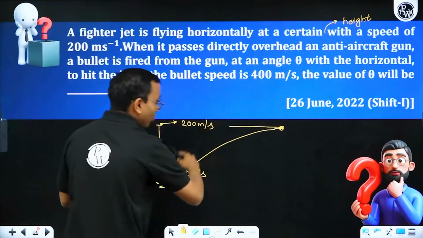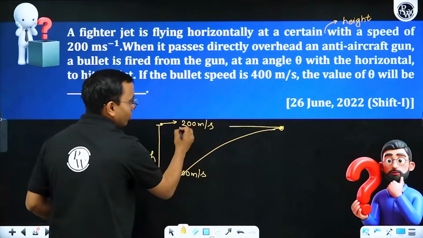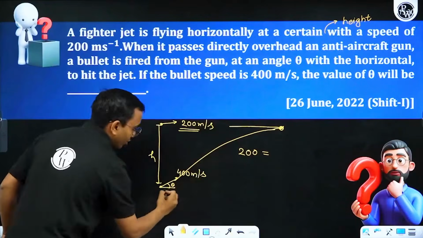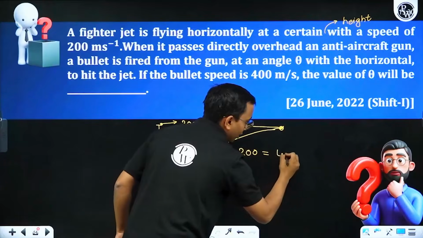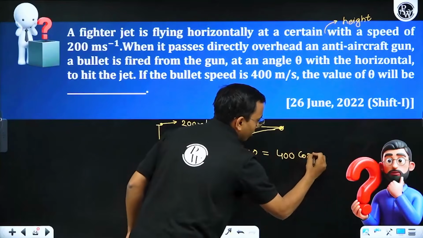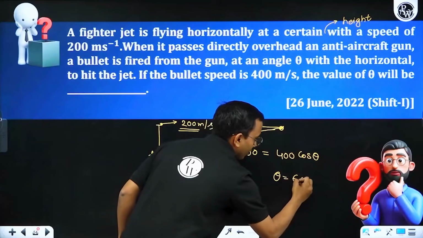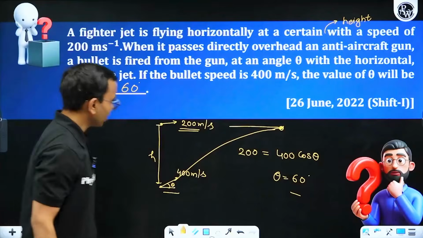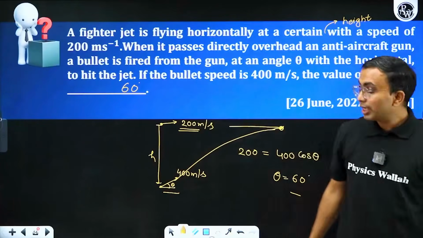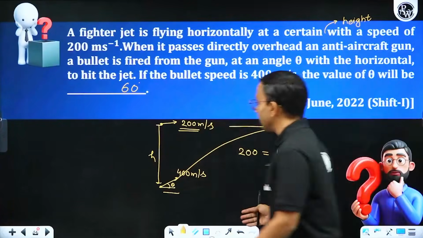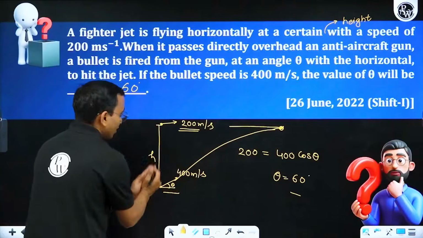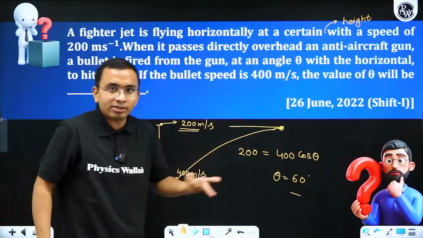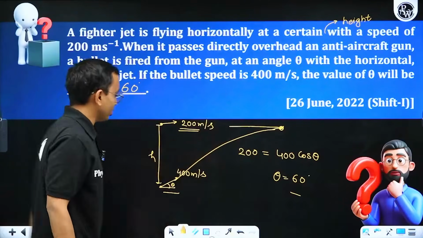So if the horizontal velocity has to be same, what is the horizontal velocity of the aircraft? 200. What is the horizontal velocity of this? 400 cos theta. What is theta from here? 60 degree. What is it asking? Theta. 60. Getting it? Along y, it should cover this h distance, and accordingly we can write that equation, but that is not needed. He's just asking theta, I wrote it.